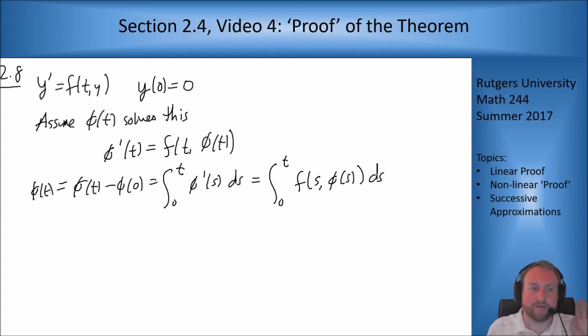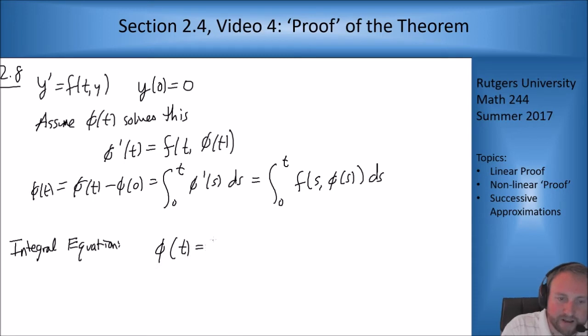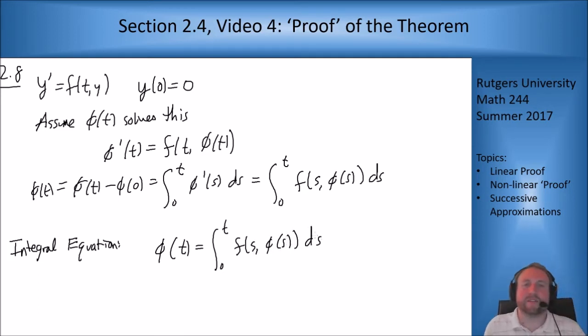Putting just the far left and the far right together, I get what's called an integral equation for phi. Phi of t equals the integral from 0 to t of f of s, phi of s ds. Now, this has gotten us no closer to actually solving the problem. None at all. We've just rewritten the problem in a different form. So the question to ask is, why do we do this? Why do we even care about this? What does this form do for us that the other didn't?